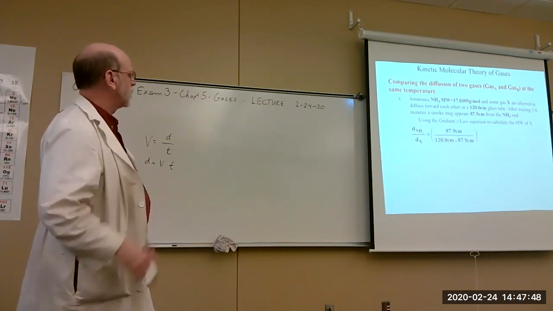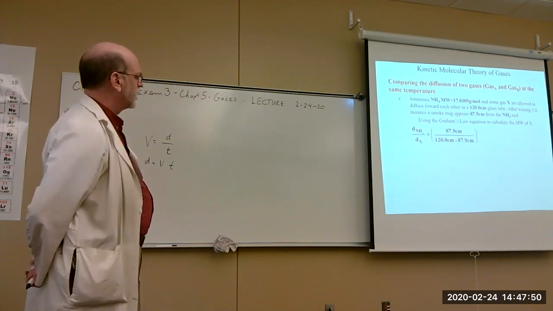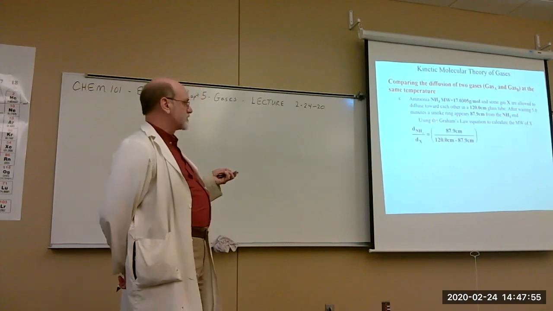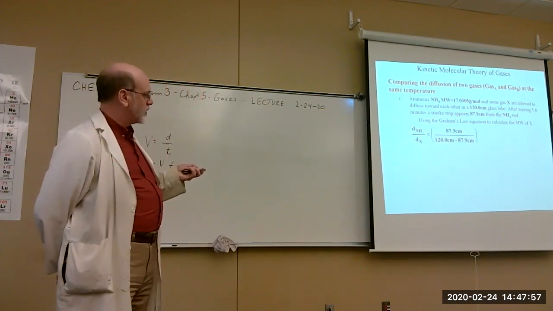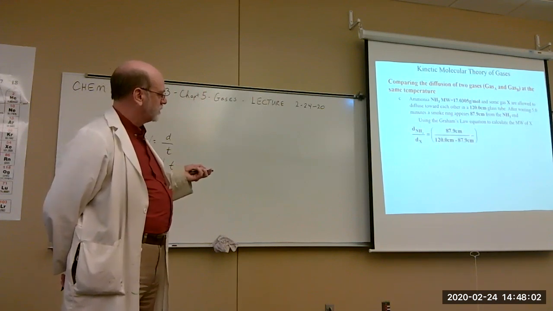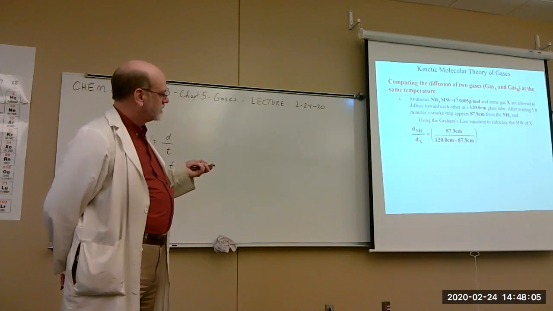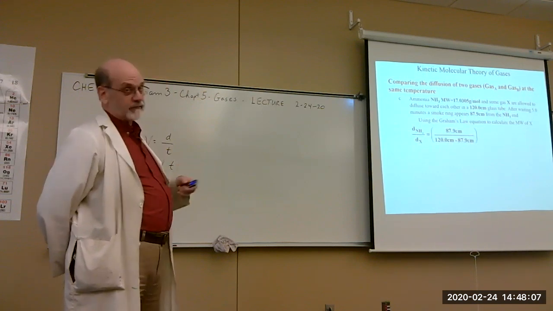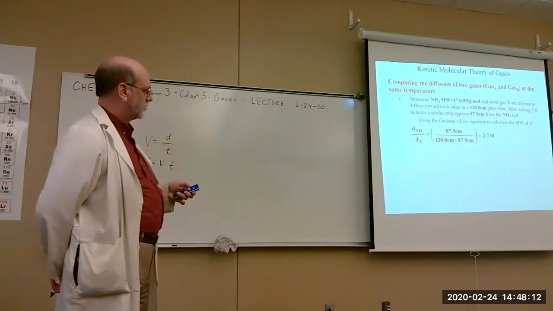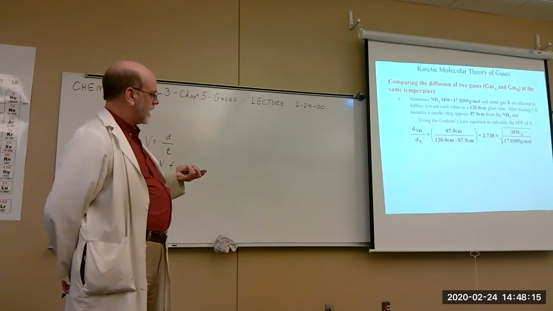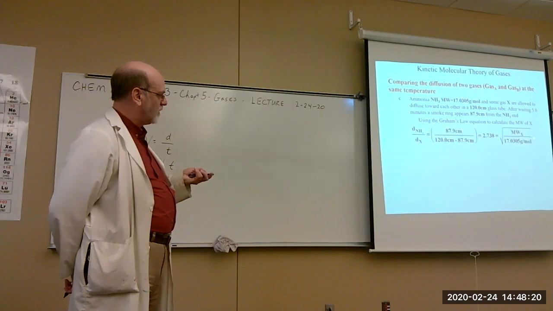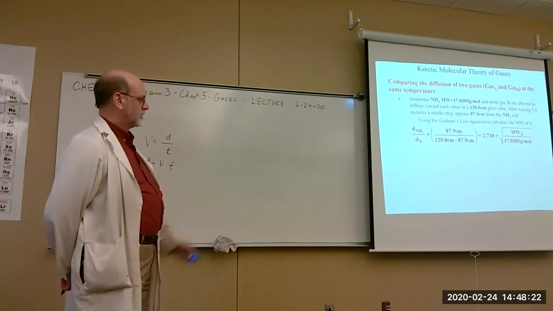Okay, so let's see, what's the question here? After waiting 5 minutes, a smoke ring appears 87 centimeters from the ammonia end. Okay, so this is an unknown. The ratio of ammonia to the unknown is equal to the distance that ammonia travels divided by the difference between 120 and 87.9. Right? So there's the ratio. And that ratio now is equal to the unknown divided by the known for ammonia. So now we can solve for what's the molecular weight.